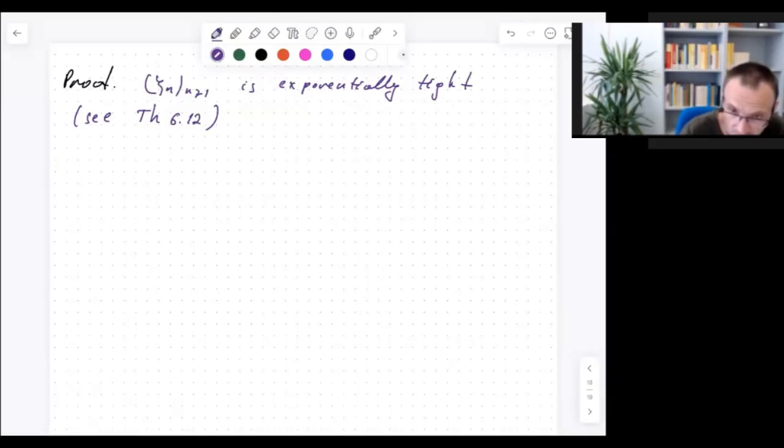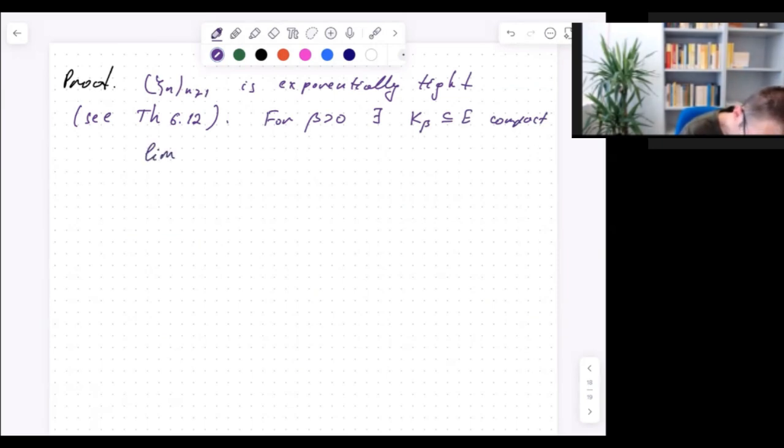And we want to show that this implies the exponential tightness of eta n. So first of all, for beta larger than 0, there exists some K beta, a compact set in E, such that the limit as n goes to infinity... It follows from the exponential tightness. It's actually the definition of exponential tightness.